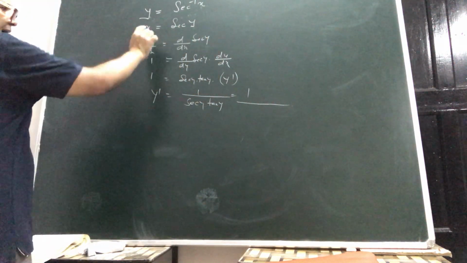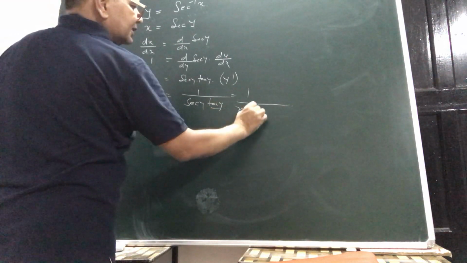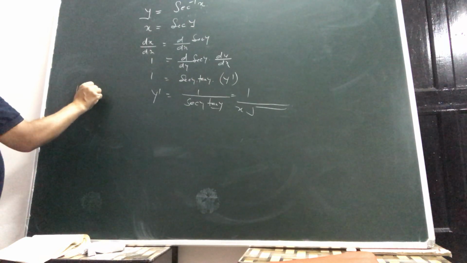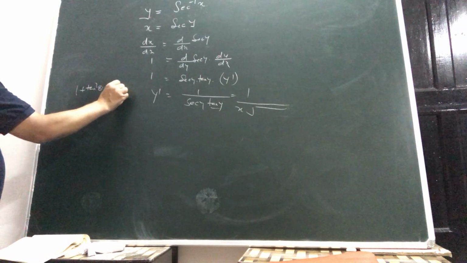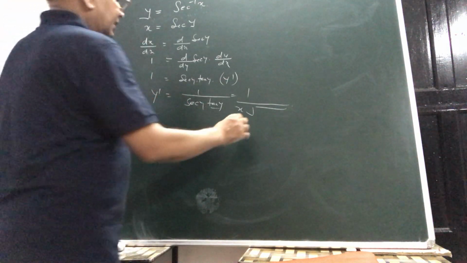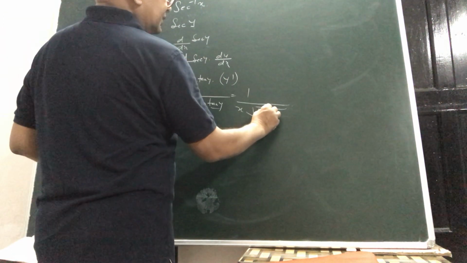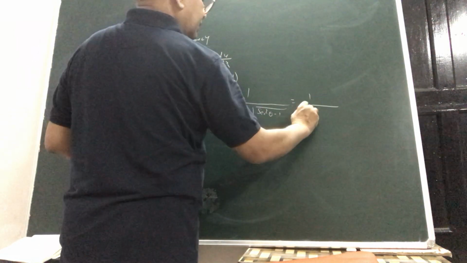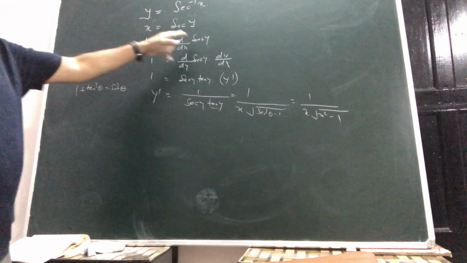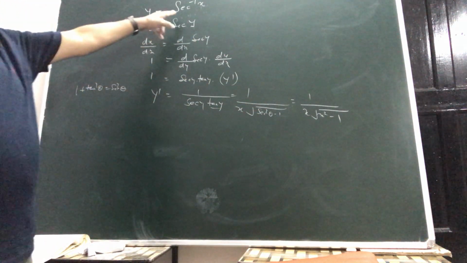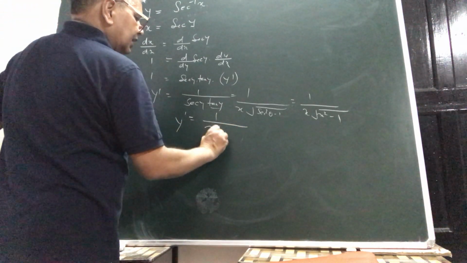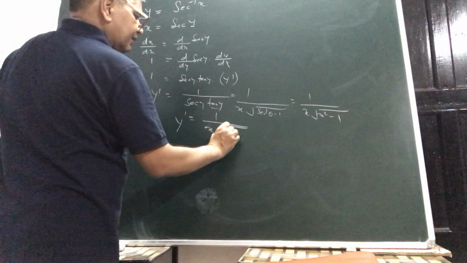Put the value of sec y as x, and tan y is under root what? 1 plus tan square theta is equal to sec square theta. So here tan y is under root sec square theta minus 1. So it is 1 upon x under root x square minus 1. This is the derivative of sec inverse x: y dash is equal to 1 upon x under root x square minus 1.